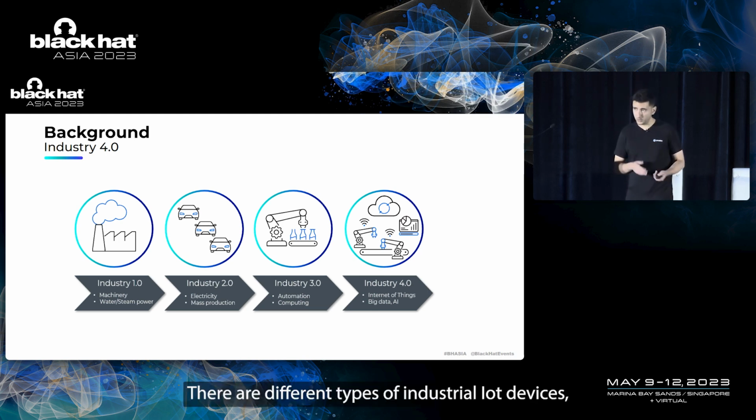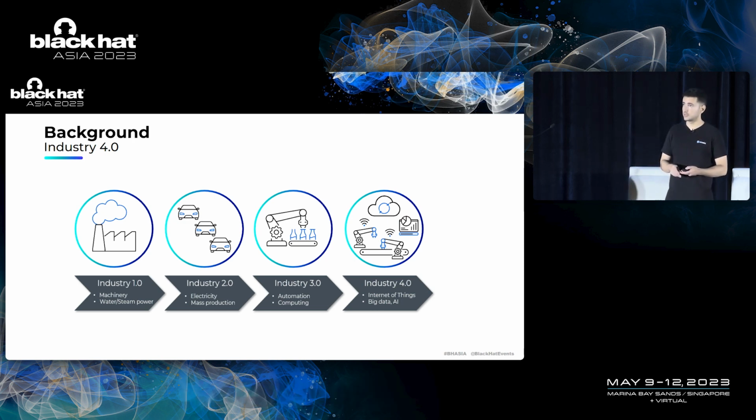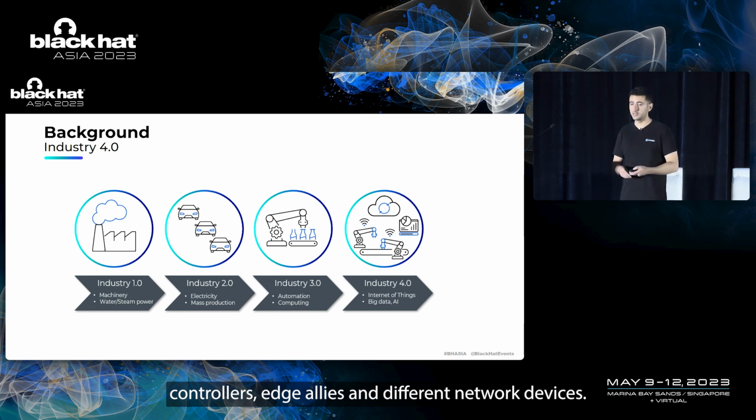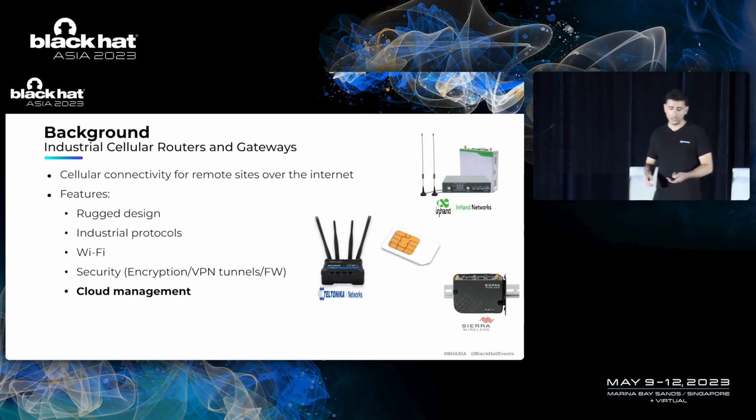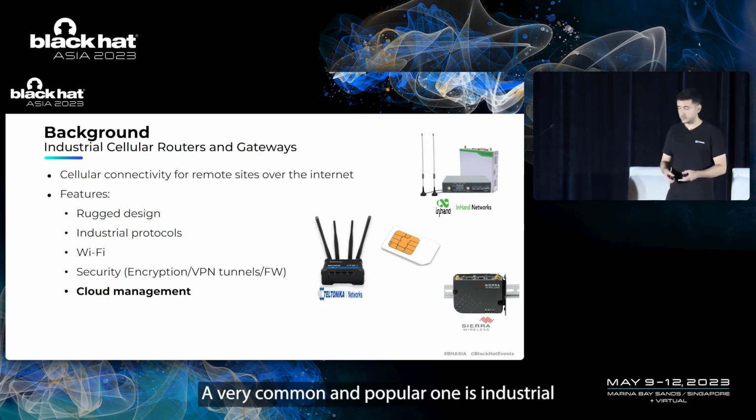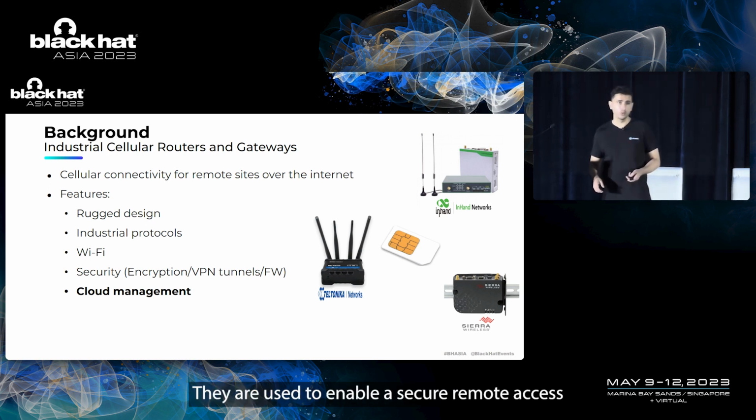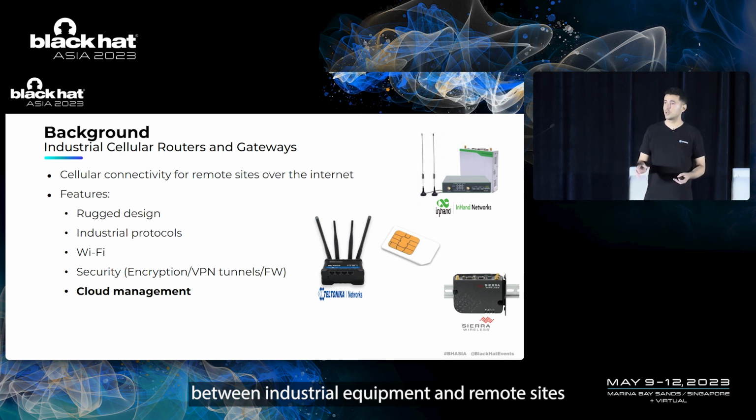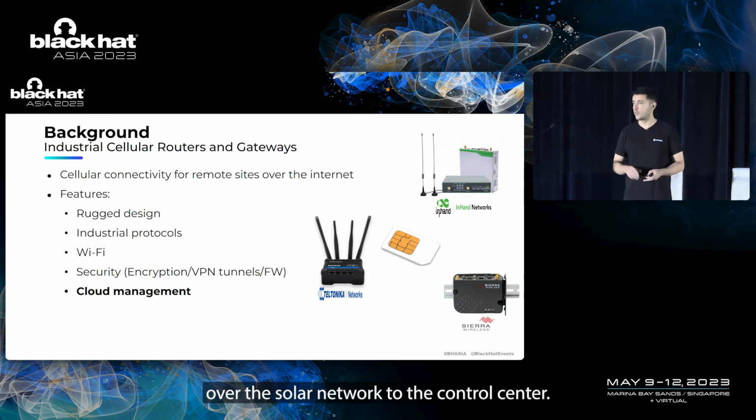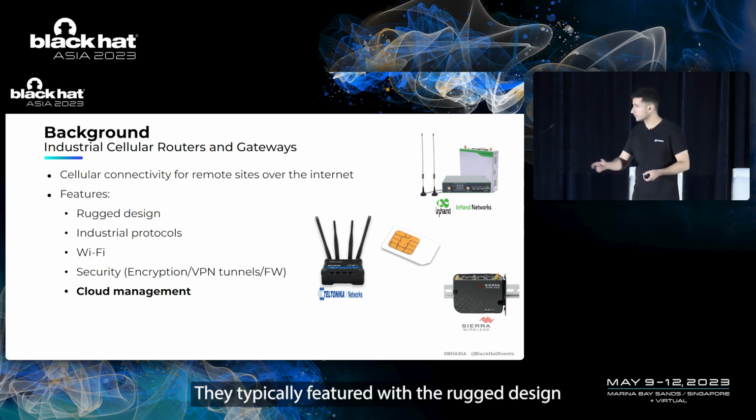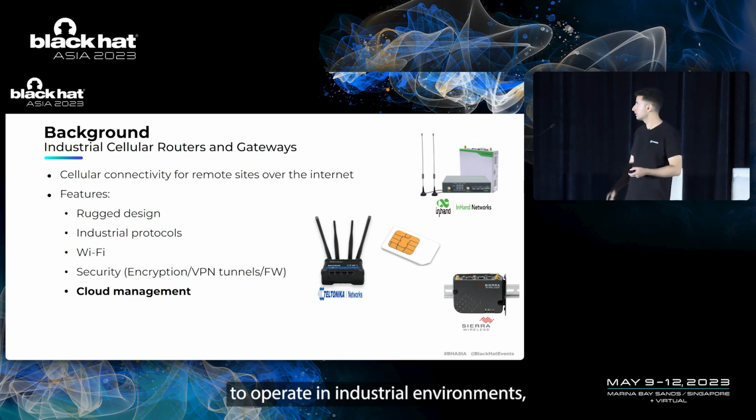There are different types of industrial IoT devices, including sensors, meters, controllers, HMIs, and different network devices. A very common and popular one is industrial cellular routers and gateways. They're used to enable secure remote access between industrial equipment in remote sites over the cellular network to the control center. They typically feature a rugged design to operate in industrial environments.